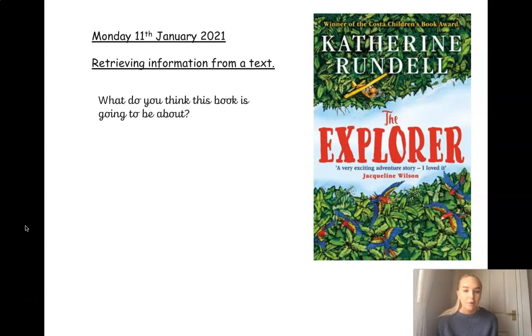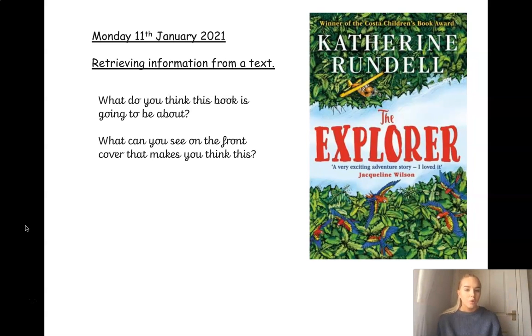So, number 1. What do you think this book is going to be about? Just by looking at the front cover, have a think. Number 2, what can you see on the front cover that makes you think this? Are there any pictures you can see that scaffold your ideas and reasons for what you think the book is going to be about?